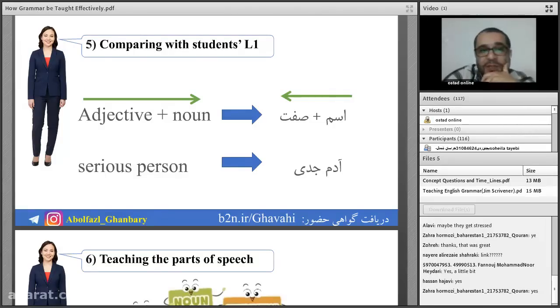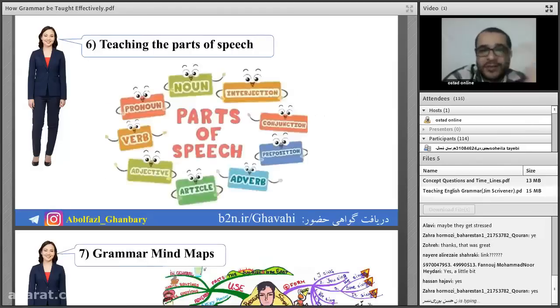The next one is comparing with students' L1, like teaching adjectives. In English we have adjective and noun, but in Persian we have adjective, sifat, ism and noun. From right to left, ism and sifat. Yeah, again, comparing with L1 could be more effective.